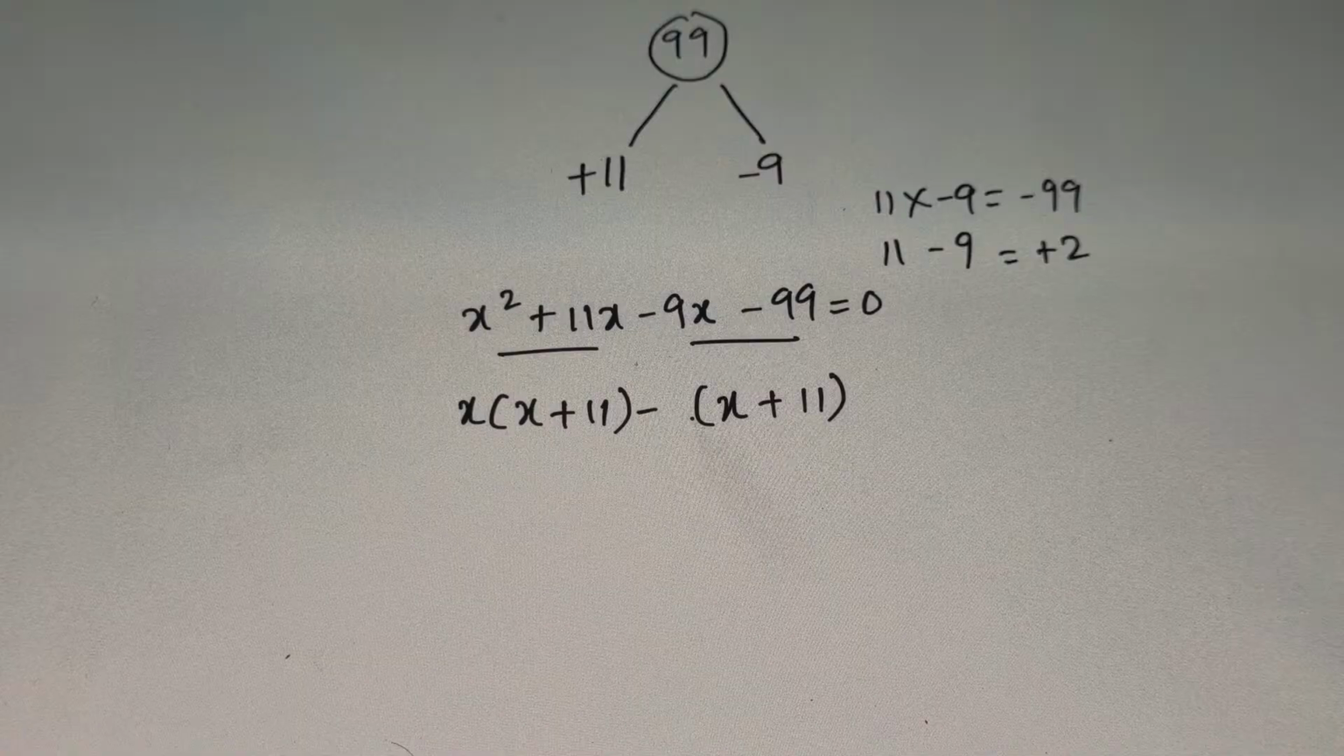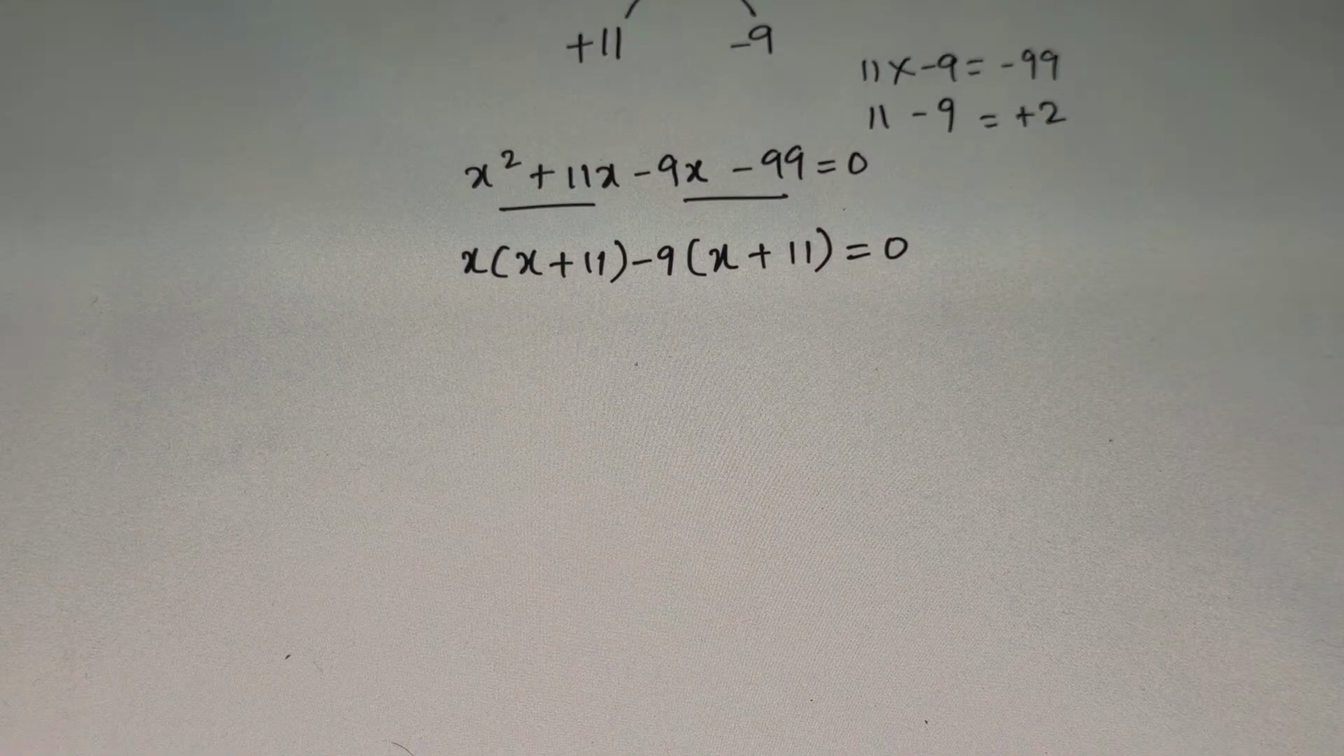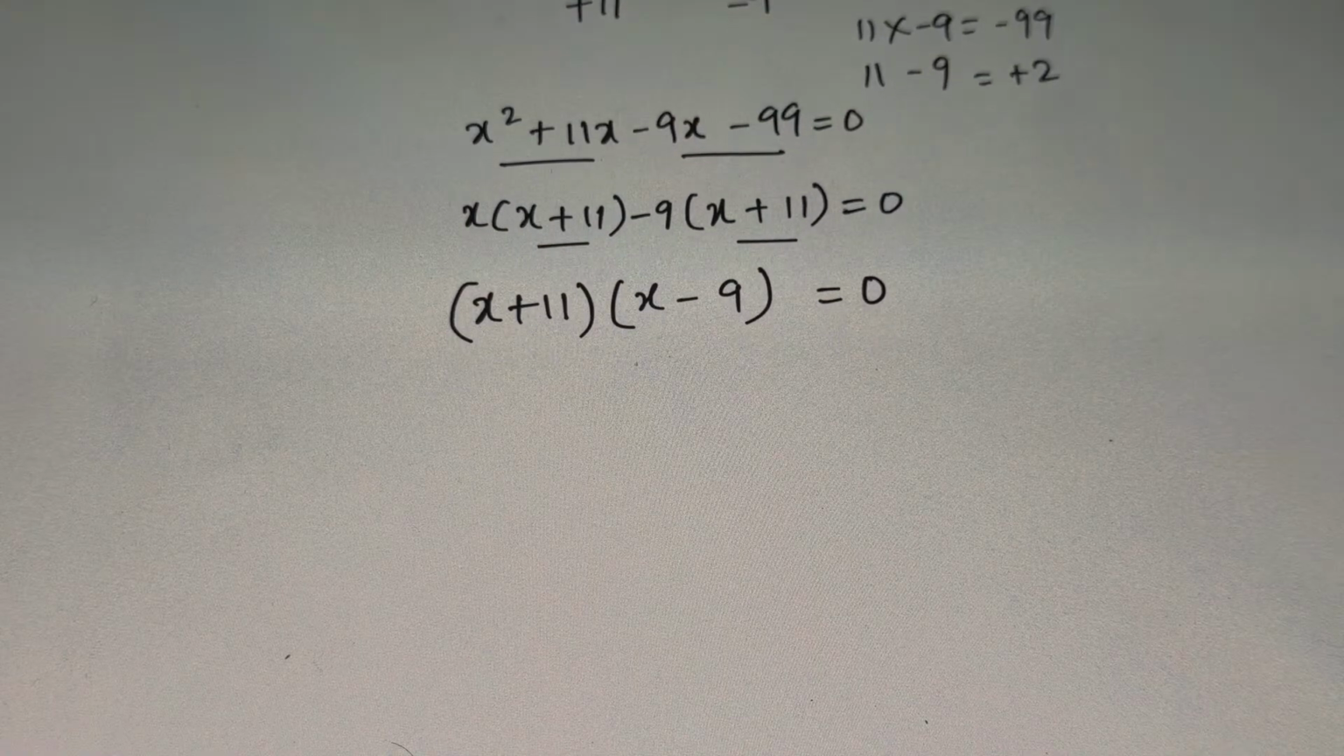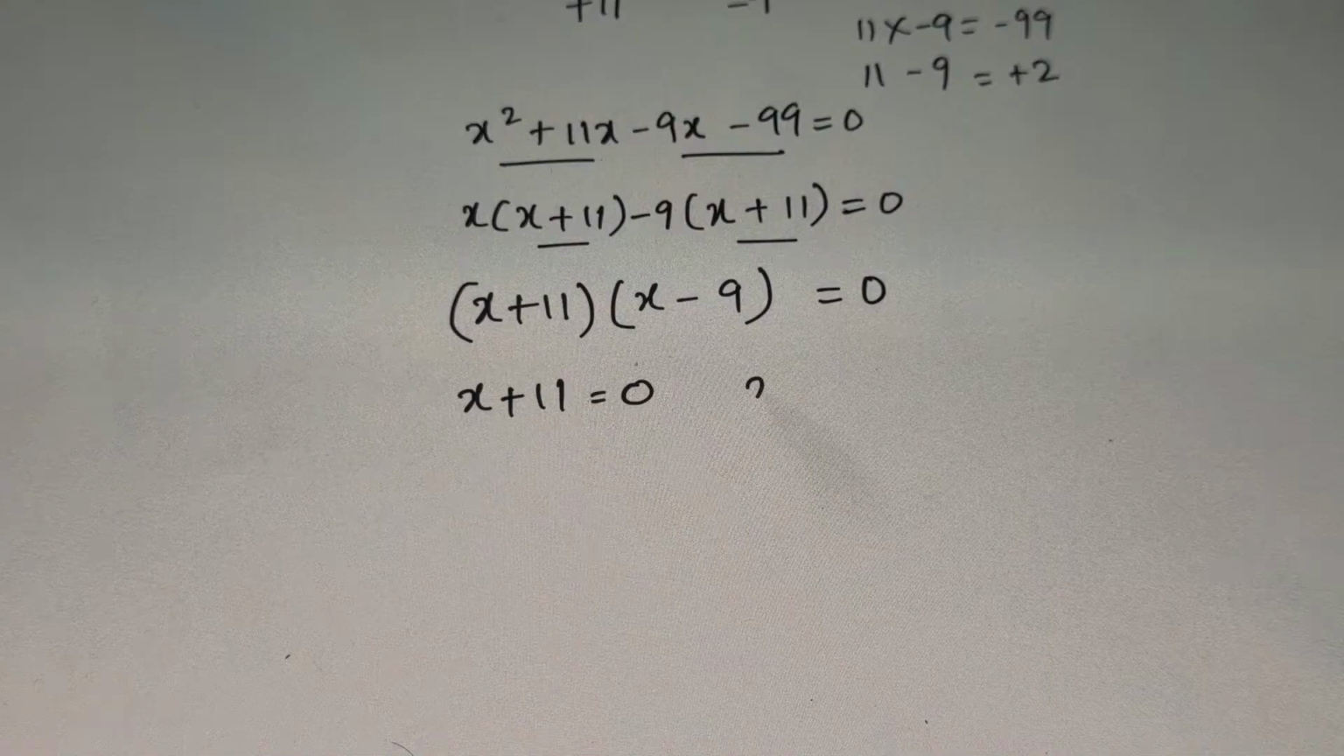Now if you use 9, you get the required value. 9 into x is 9x. 9 11s are 99. So now your common value is x plus 11 on both the sides. Shift x plus 11 to the outside, you get x plus 11. The remaining value is x minus 9 equal to 0. So you have to equate the factors to 0. x plus 11 equal to 0 and x minus 9 equal to 0.